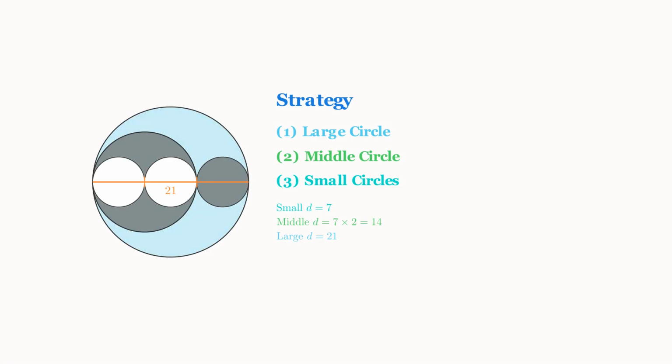Now here's the key question. How do we find the unshaded, or white, area? Let's think about what's white and what's grey. Start with the large circle. Subtracting the middle one also removes the two white circles inside it. By adding one small area back, we find the total unshaded region.